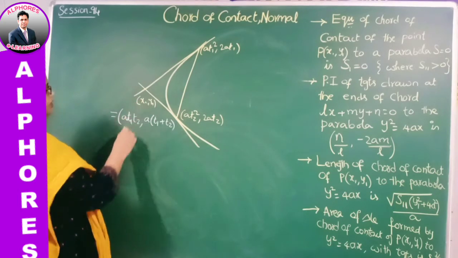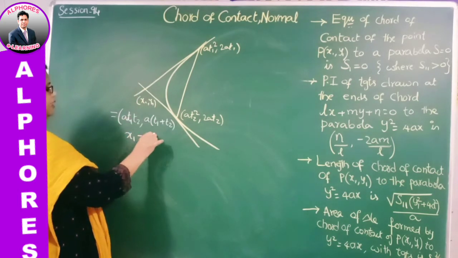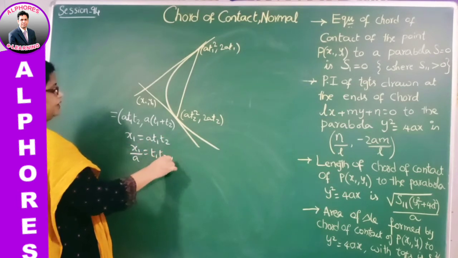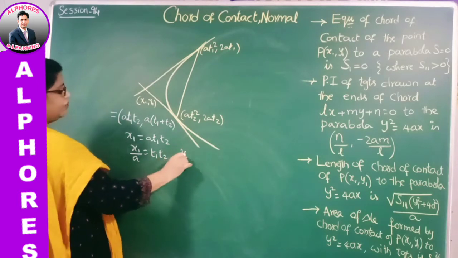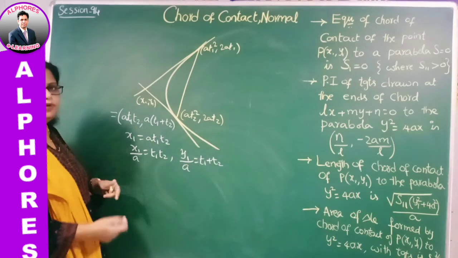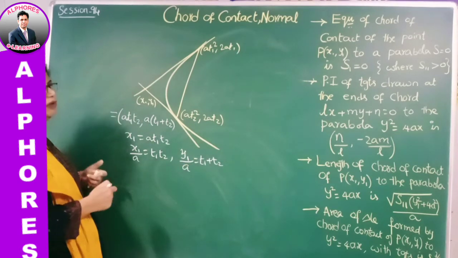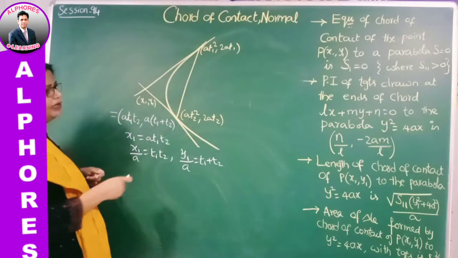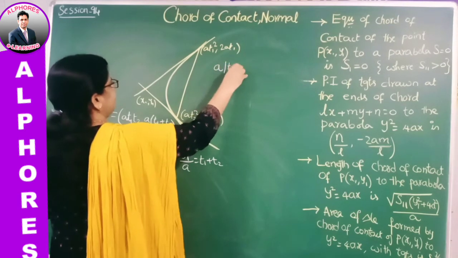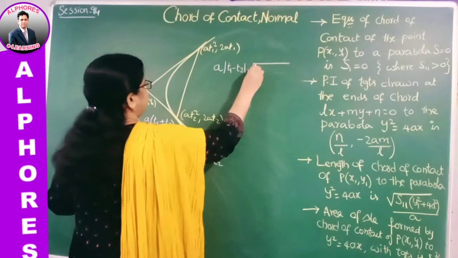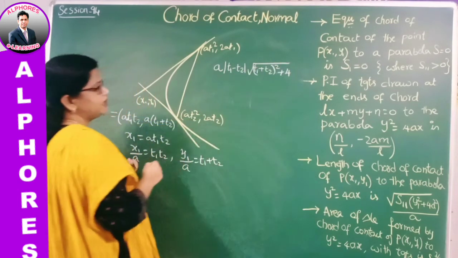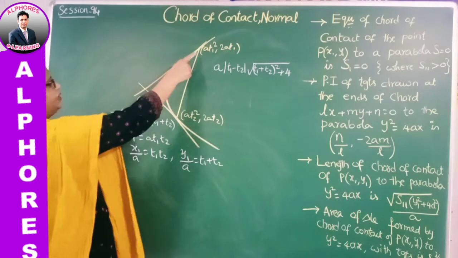That implies x1 is a T1 T2, or x1 by a equal to T1 T2. In the same way y1 divided by a equals T1 plus T2, right? And now what about the length of the chord joining 2 points in terms of the parametric model? That is nothing but a into mod of T1 minus T2 and into under root of T1 plus T2 whole square plus 4. So this is our formula, students, the length of chord joining 2 points T1 and T2.